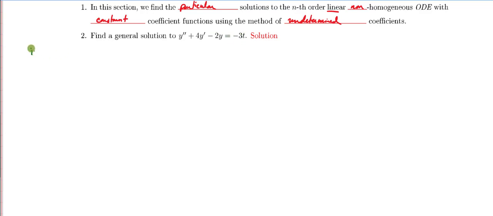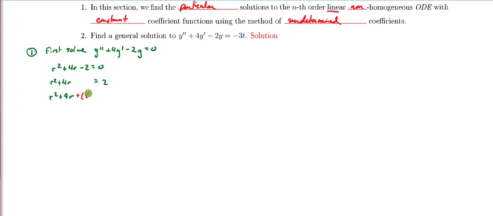So first, we're going to solve the corresponding homogeneous ODE, y double prime plus 4y prime minus 2y equals 0. And we can solve that using our technique of the characteristic equation. In this case, I can't factor that, so I'll have to complete the square. So to complete the square, I'm going to take half this linear coefficient, square it, and add it to both sides.